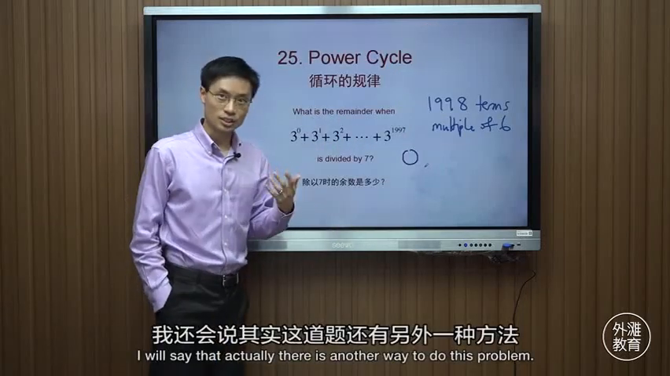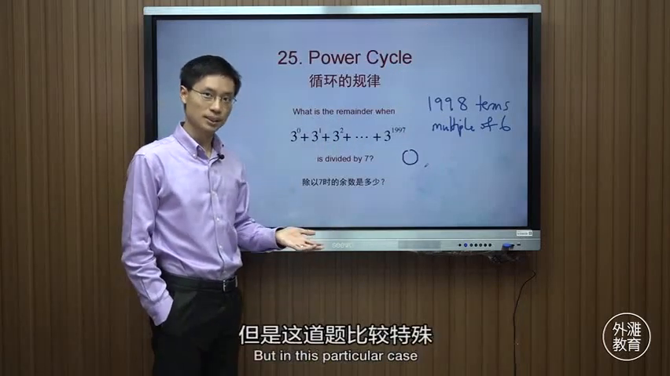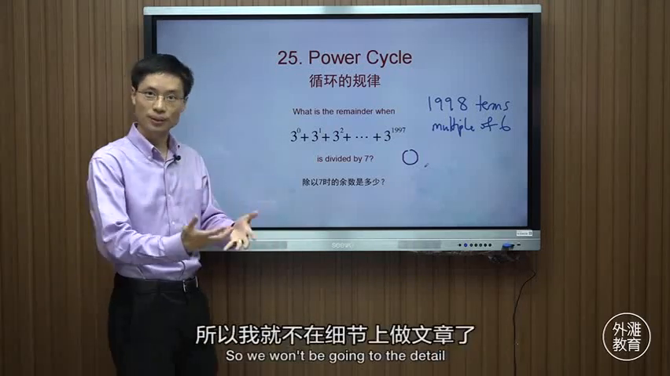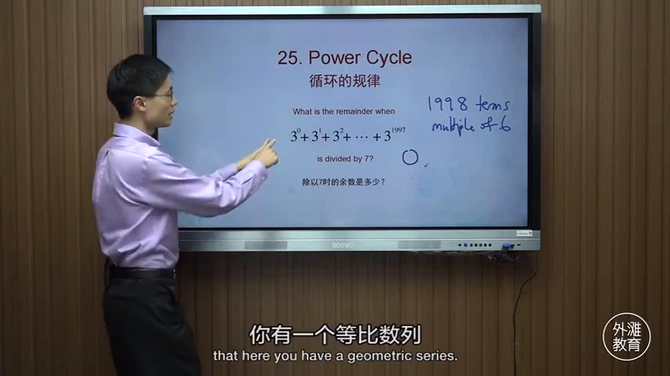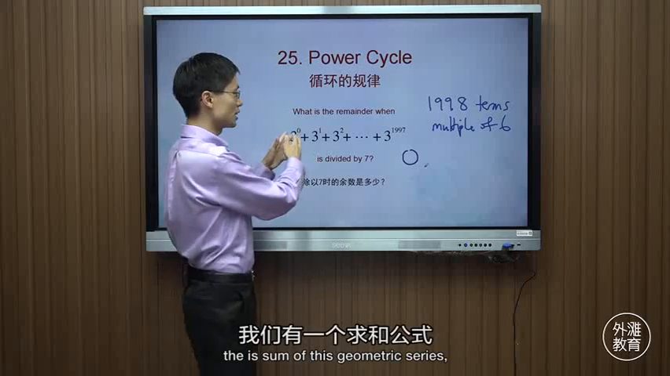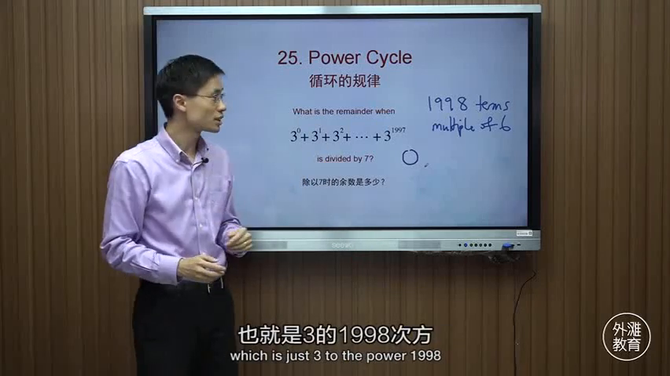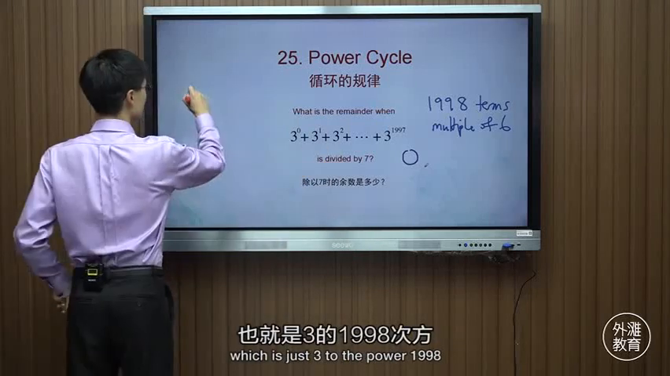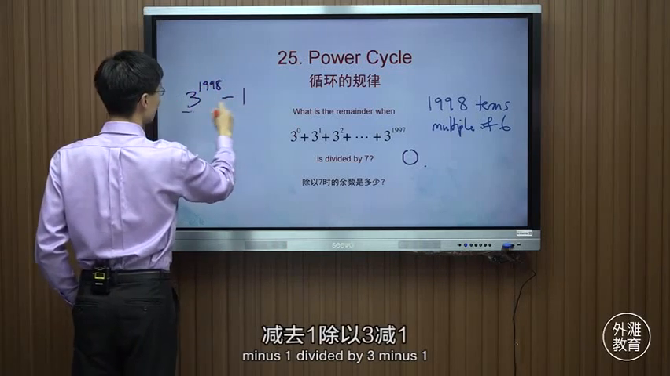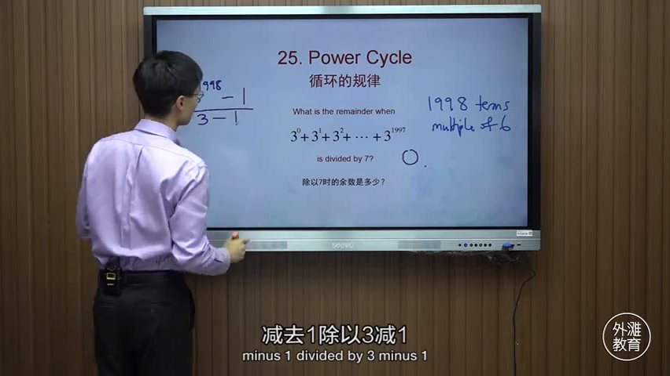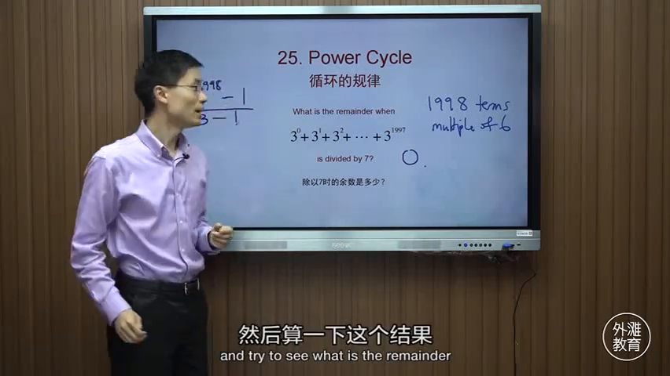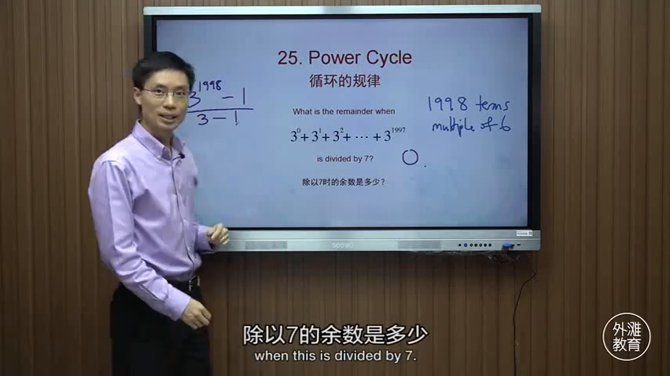I will say that there's actually another way to do this problem, but in this particular case, it's more complicated than what we have here. So I won't go into greater detail, other than saying that here you have a geometric series. And so there's a formula for the sum of this geometric series, which is just 3 to the power 1998 minus 3 to the minus 1 divided by 3 minus 1. So I could instead say that this whole sum is this, and try to see what is the remainder when this is divided by 7.